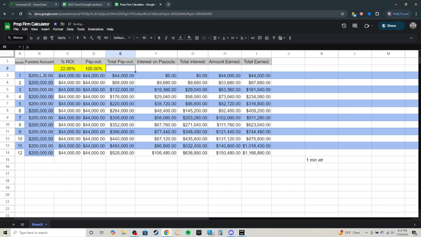So on a $200,000 account, after a year of trading this strategy, we would have made almost $1.2 million in a year trading our own money. So basically make $200,000 in the first year and then trade our own money in the second year, make 1.2 million the second year.